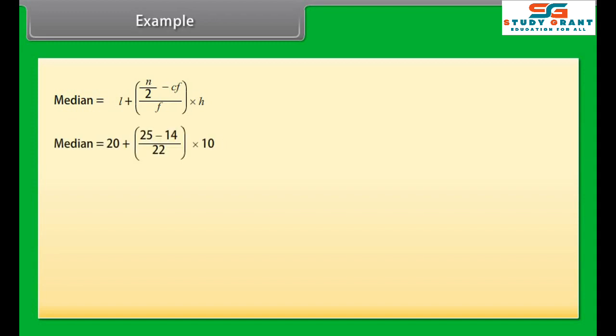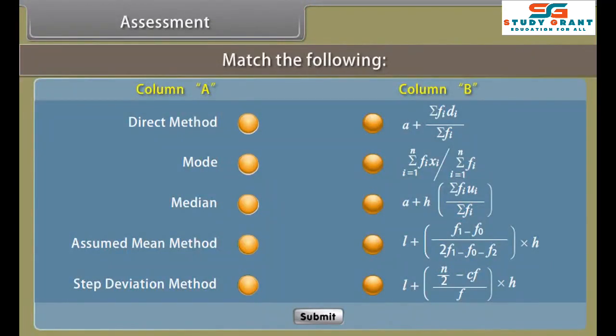And then we calculate the median using the formula given below. L plus (n by 2 minus CF) divided by F and multiplied by H. Median equals 20 plus (25 minus 14) by 22 into 10. 20 plus 11 by 22 into 10. Median is equal to 20 plus 5, which equals 25. This means 50% of the students got less than 25 marks and the other 50% got more than 25 marks.